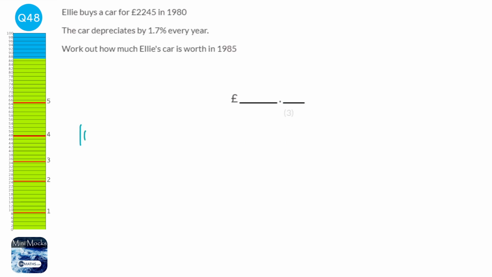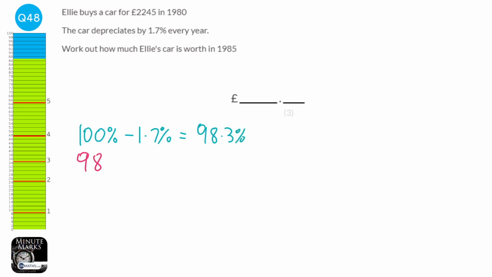So we're going to start off with 100%. And it says that the card depreciates. That means it goes down by 1.7% every year. So we do 100 take away 1.7, which is 98.3 percent. And we want that as a decimal, or as a multiplier we call it, so we just divide it by 100 to make it into a decimal, 0.983. And that's our multiplier.